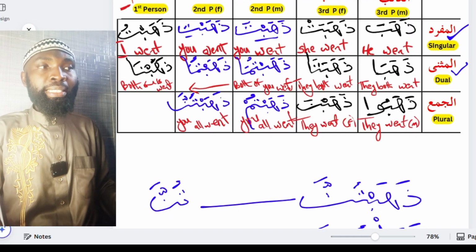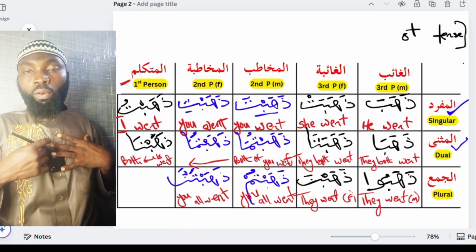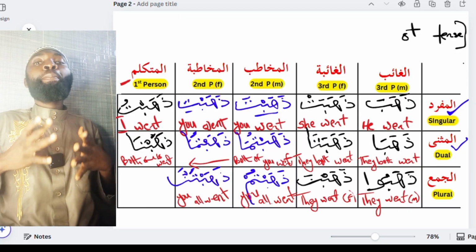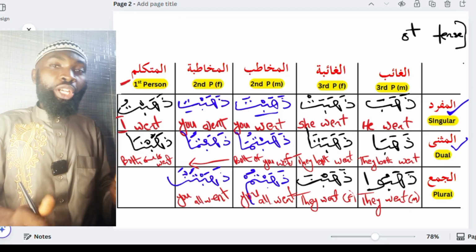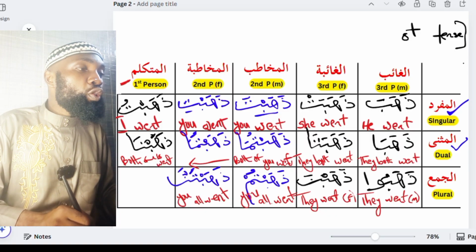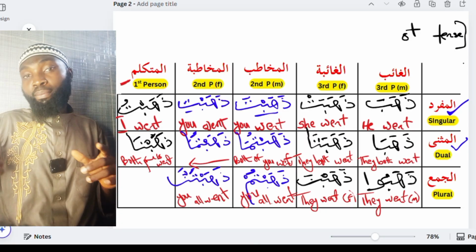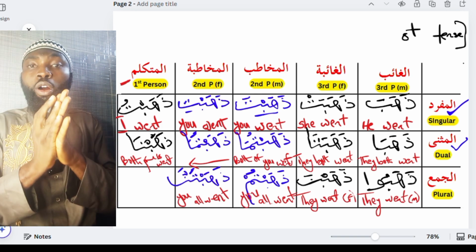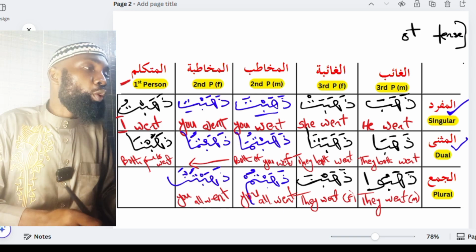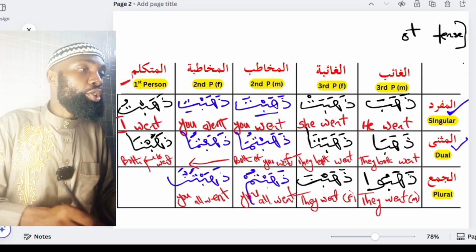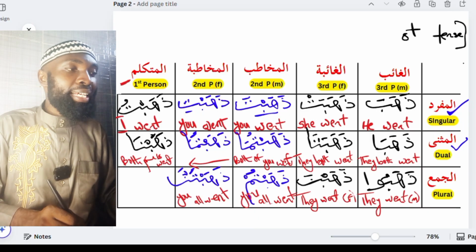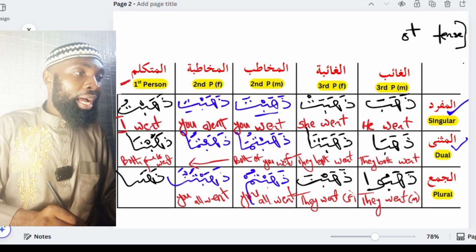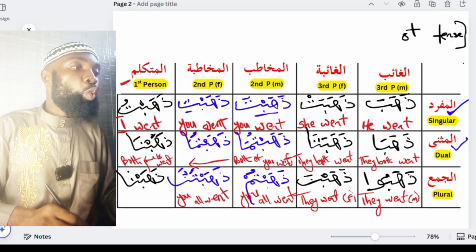So coming to the last column, which is the first person, the speakers, we are now many. Myself, Aliyun, and Hamza, we are now three, and we are reporting that we went. Which word do we use? It is the same one that we used for two. When we were two, myself and Hamza, we said dhahabna, which means we went. The same word will be used here. So we simply say dhahabna, which means we went.